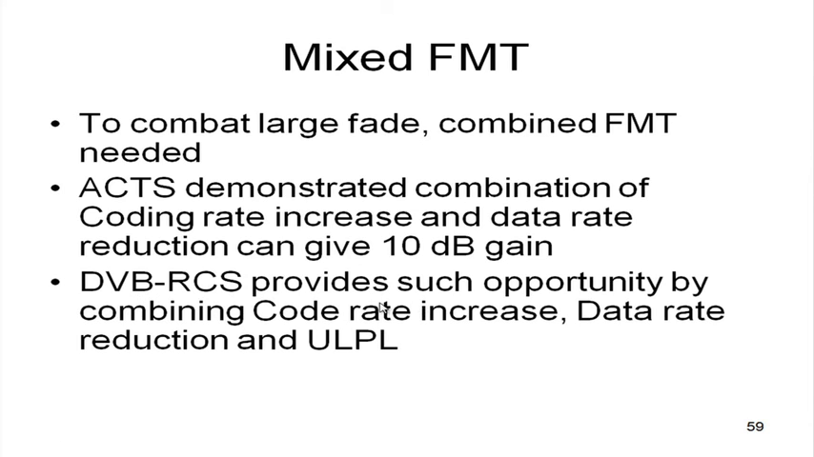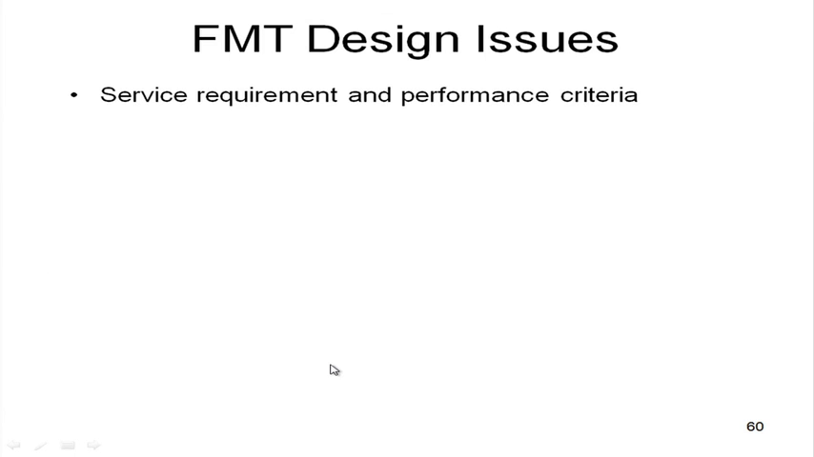DVB-RCS provides this. DVB is digital video broadcasting, and RCS is return channel via satellite. So this is used by VSAT communication, what you see in bank ATMs. This is a standard by the European community. It provides such an opportunity by combining coding rate increase, data rate reduction, and uplink power control.